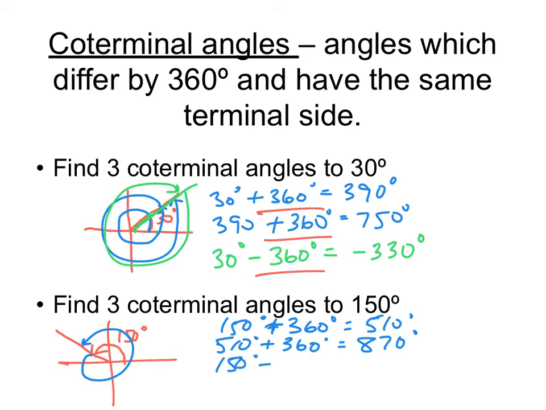So I could take 150 minus 360. That would be this angle going backwards 360. And what's that turn out to be? Oops. And 150 minus 360 is negative 210. So coterminal angles, super easy. Just adding or subtracting 360. They're angles that stop at the same place, terminate with the same terminal side.